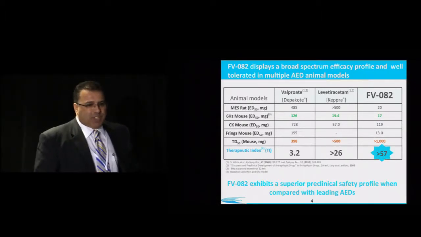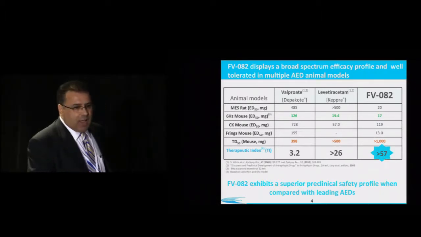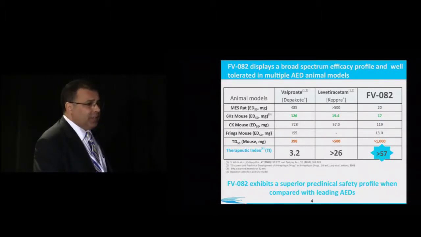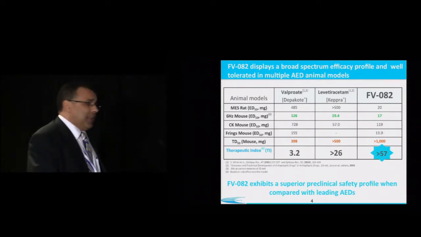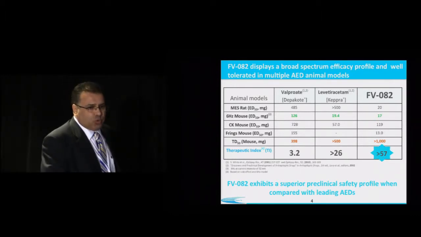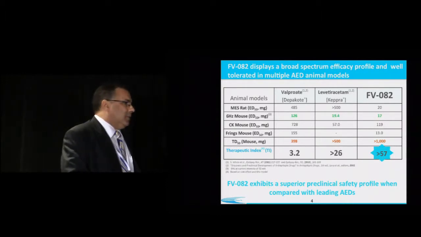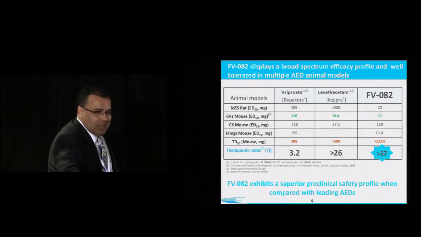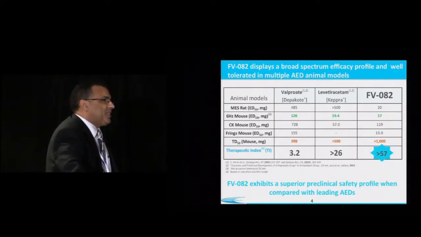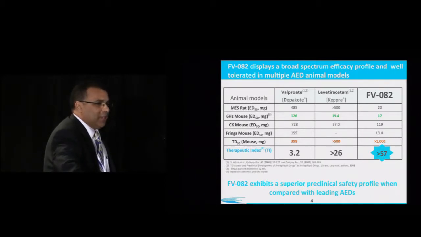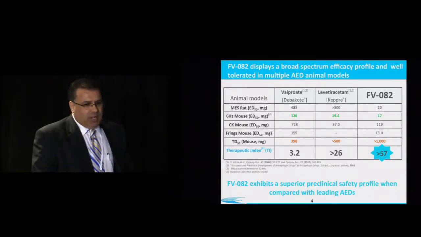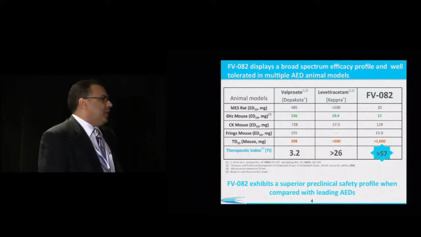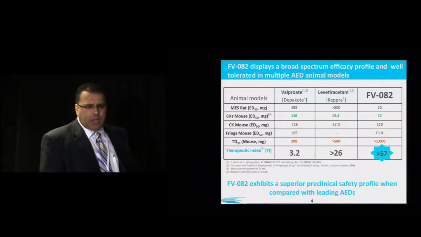FV082 displays a broad-spectrum efficacy profile and is well tolerated in multiple AED animal models. Here I selected some animal models and compared them to Depakote and Keppra in terms of safety and broad spectrum. Depakote is a broad-spectrum AED, and Keppra, it seems, is one of the safest AEDs on the market so far. If you focus on the therapeutic index of the three molecules, apparently FV082 is quite tolerable.